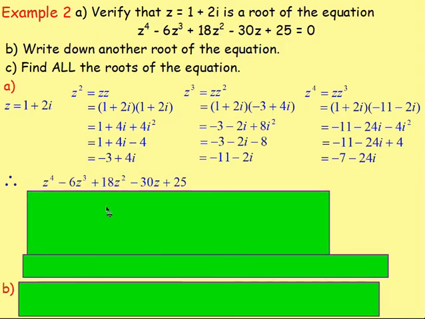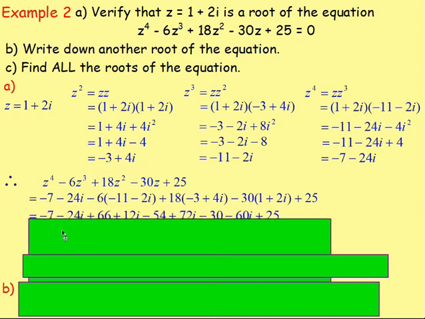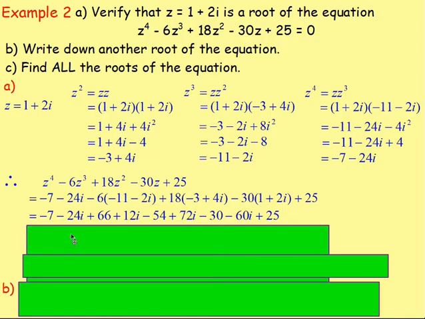So that's the equation. Replace the z to the power of 4 with negative 7 take away 24i. Replace the z cubed with the negative 11 take away 2i. Replace the z squared as well with what that is, and replace z with what that is as well. From here, if you then multiply out the brackets, you would get the negative 7, take away 24i, plus 66, plus 12i, take away 54, add 72i, take away 30, take away 60i, plus 25. And that would simplify to b.